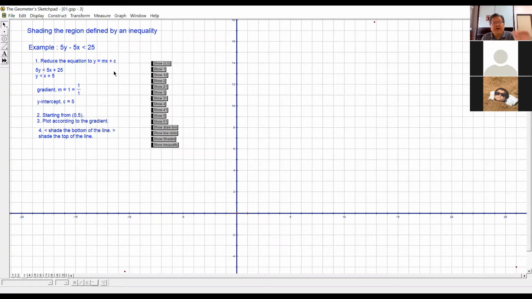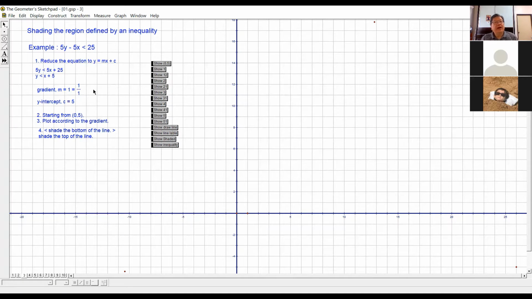From the equation in the form y equals mx plus c, I can identify the gradient. The gradient is the number in front of x. So the gradient is 1. But I don't want to write it as 1. 1 is actually 1 over 1. But why I do that, I'm going to tell you after. Then I look at this equation again. There's this 5 here. The 5 here is called the y-intercept. So if you get these two values, the gradient and the y-intercept, you can start drawing the line.